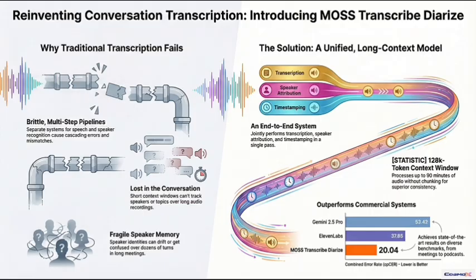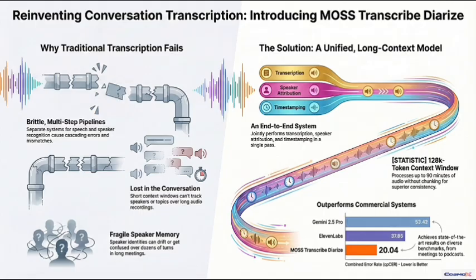The problem is the way we've traditionally done this is, well, it's a mess. So tell us why that old setup fails so badly. It all comes down to these brittle modular pipelines. You're basically stitching separate tools together. Okay, so you have one system for the words, the ASR. Right, automatic speech recognition. And then you bolt on a completely separate system for speaker diarization to figure out who's talking. And that handoff between them is the main point of failure.